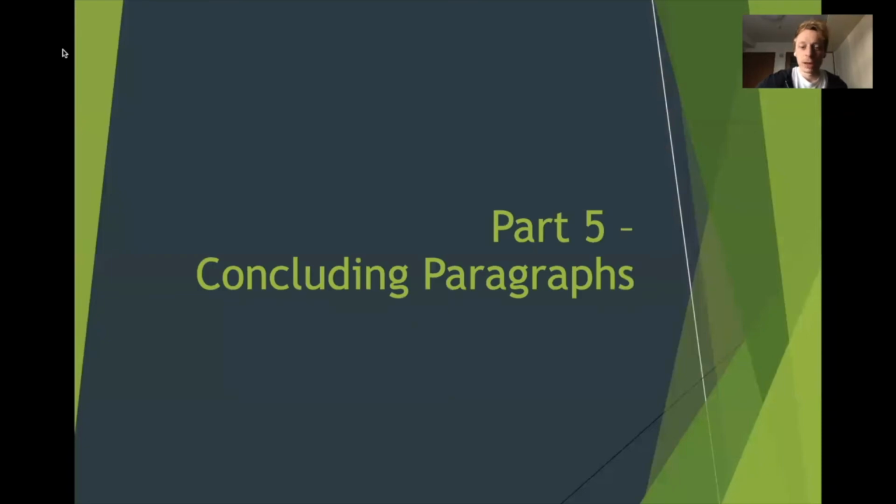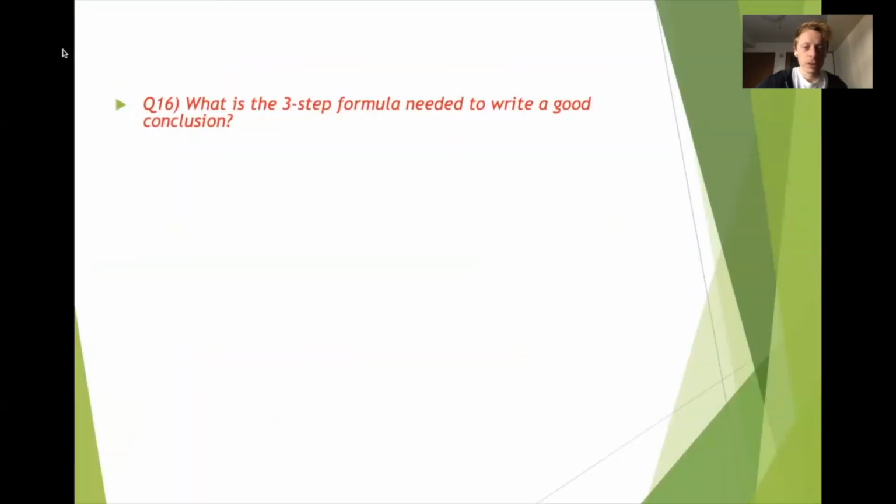And concluding paragraphs, the last part. What's the 3-step formula? Don't forget this. A lot of people forget this, okay? There's 3 things you need to do in a concluding paragraph. The first thing is you restate your thesis in different words. The second thing is you summarize those 3 main points.